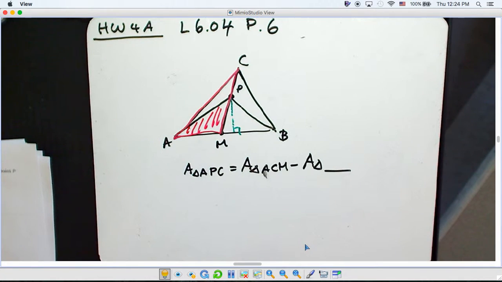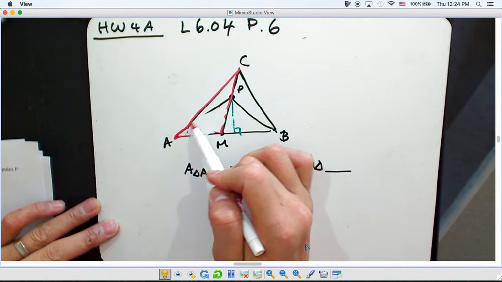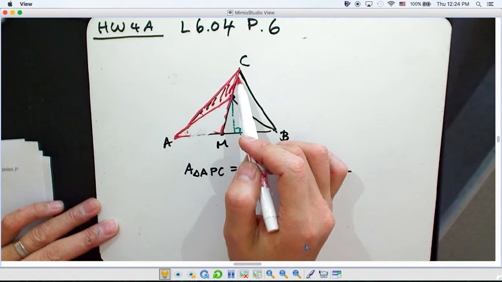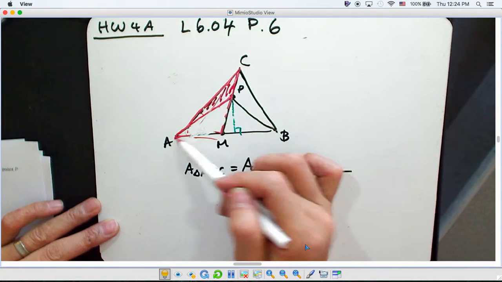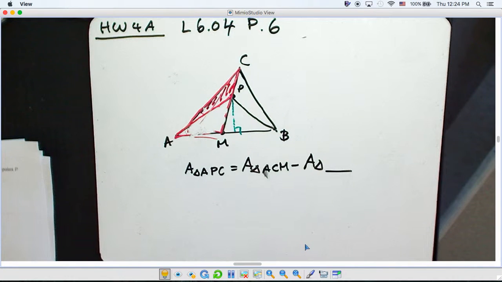Oh, I made a mistake. This is not what they're talking about. See? So APC is this guy, sorry. The area of this triangle is area of ACM minus something, triangle something. What is it? Okay? Once you get that, I think you can do the rest of it.